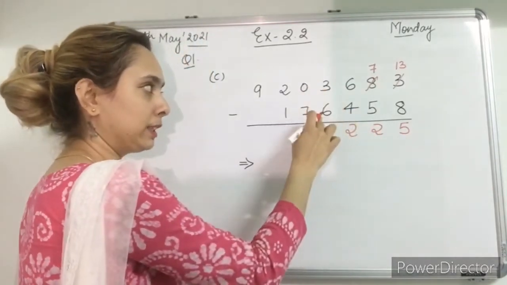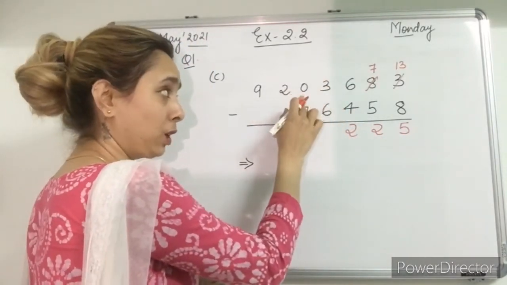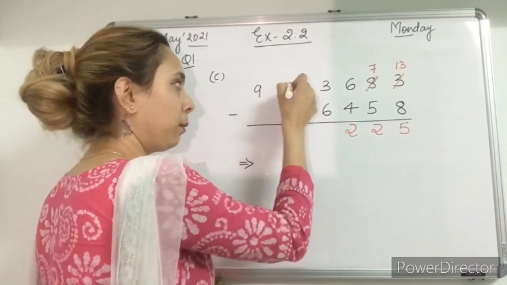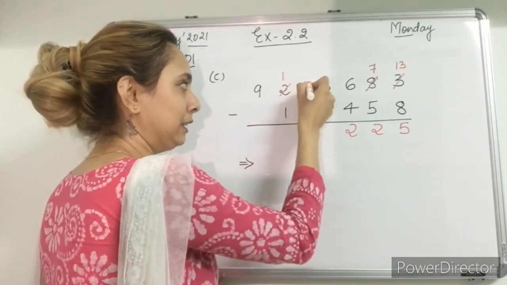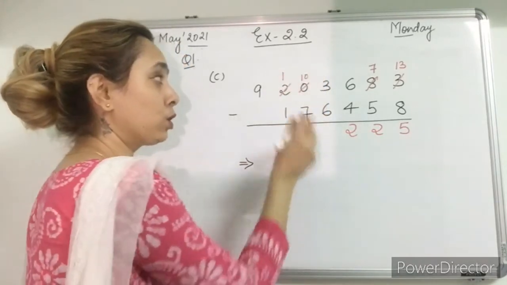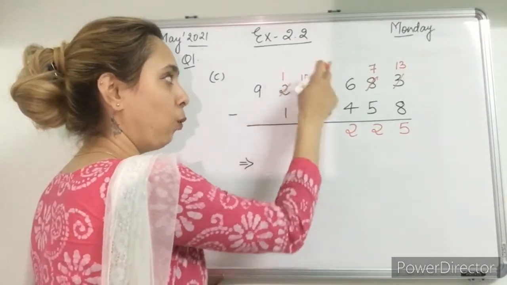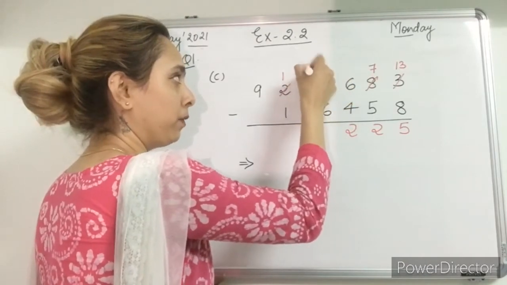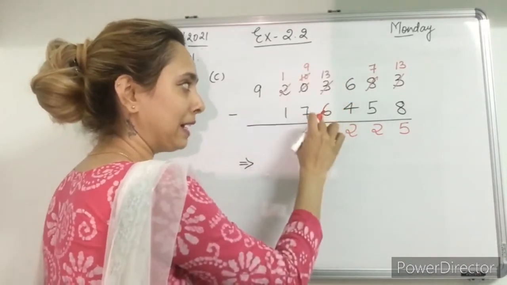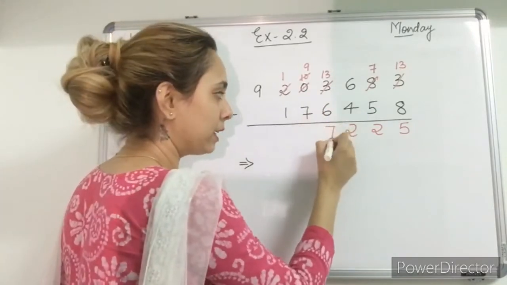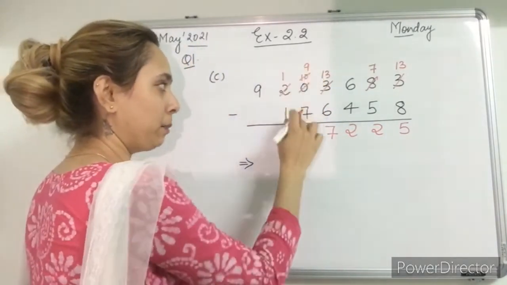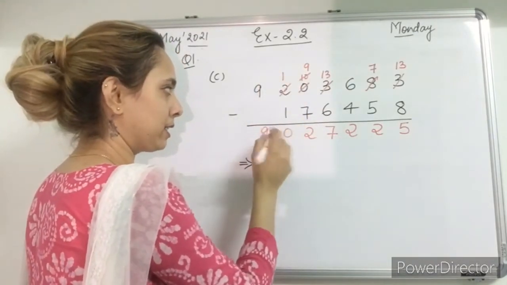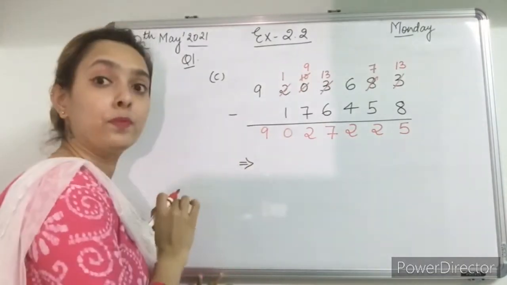Here 3 is smaller than 6. So we will have to, here we have 0. We can't borrow from here. We will have to borrow from here. So it will become 1 and this will become 10. So now this 10 will give 1 to this 3. It will become 13 and it will become 9. So now 13 minus 6 will be 7. Then 9 minus 7 is 2. 1 minus 1 is 0 and 9 as it is. 9 minus 0 is 9 only.